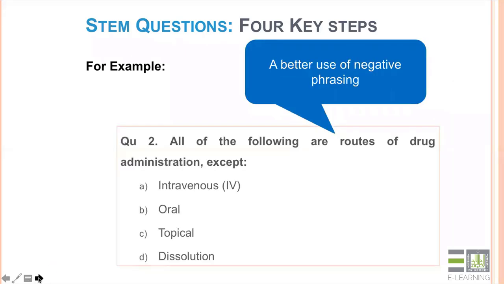So I would rephrase this question like this. All of the following are routes of drug administration except, and then you've got the list of alternatives. I feel that this is a better way of structuring your question. It still portrays the message, but you're just not using negative phrasing in the question.